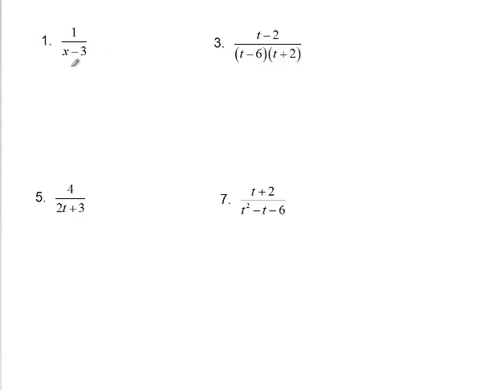So let's look at the very first one. A very simple rational expression, 1 over x minus 3. Now what makes this denominator 0? Most of you can see it right away. Well, if we let x equal 3, we'll have 1 over 3 minus 3, which is 1 over 0, which is undefined. So if x equals 3, our expression becomes undefined. Therefore, for undefined, we would say x equals 3.